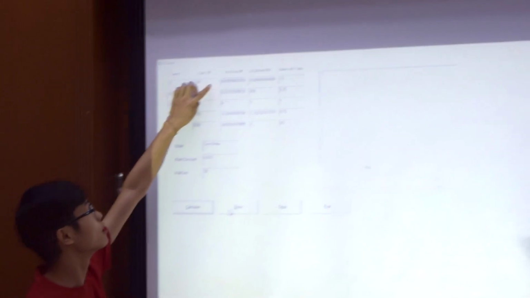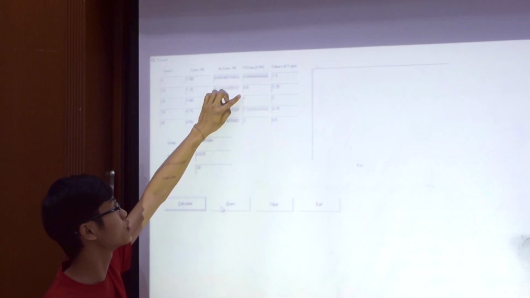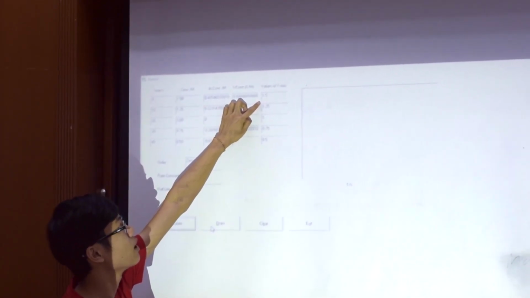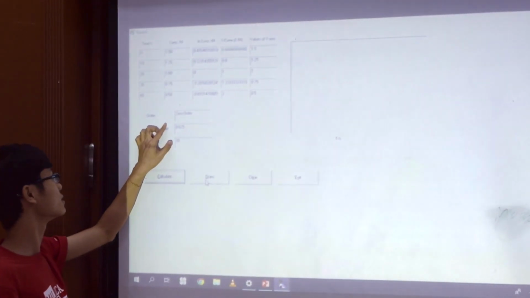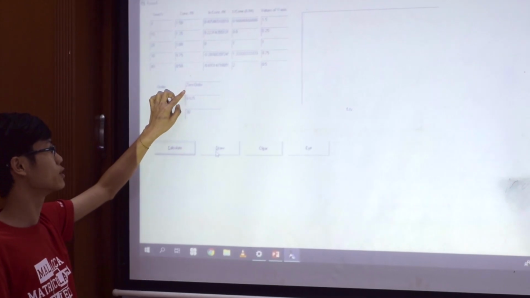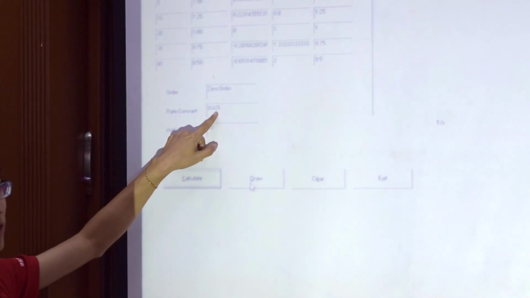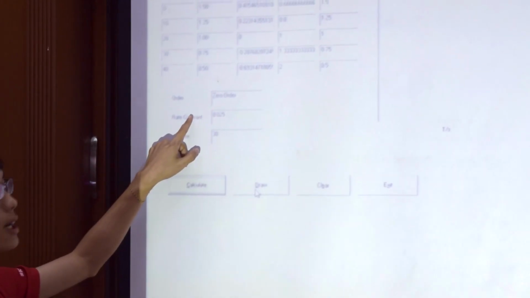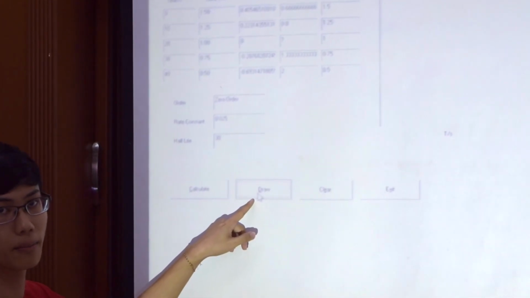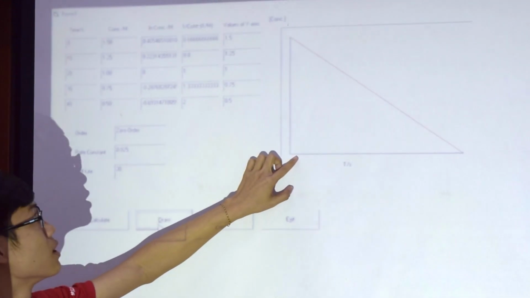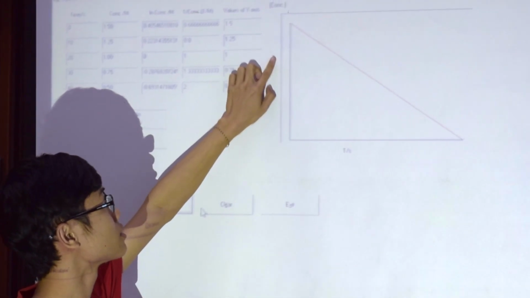And then we will get the output, which is the log concentration for this column, and then 1 over concentration for this column, and the values of y-axis, which is the value of the best fit line, and the order will be shown, which is 0 order, and the rate constant will be calculated, which is 0.025 for this data, and the half-life. And then we will click the draw button to show the graph. And the graph shown will have the axis concentration over time.